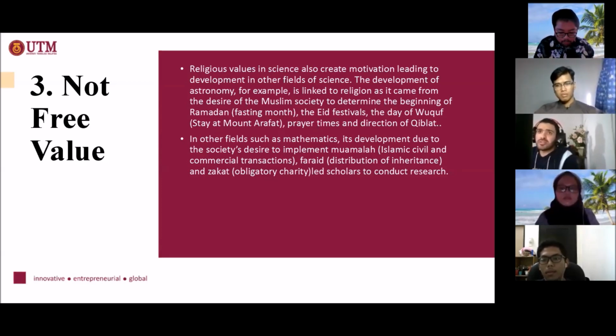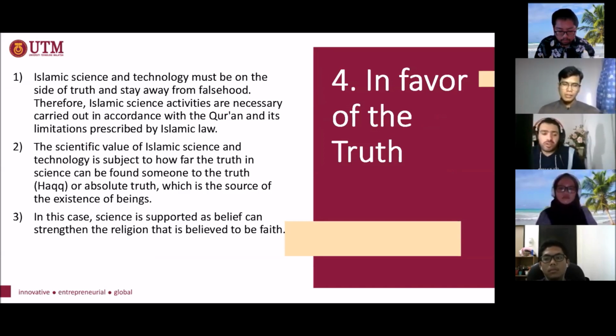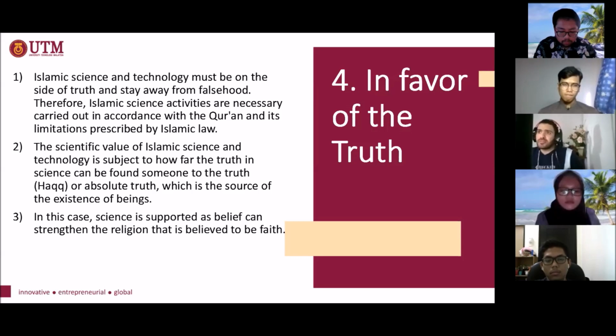So the next slide also shows another characteristic of Islamic science, which is in favor of the truth. Islamic science and technology must be on the side of truth and stay away from falsehood. Therefore, Islamic science activities are necessarily carried out in accordance with the Quran and its limits prescribed by Islamic law.